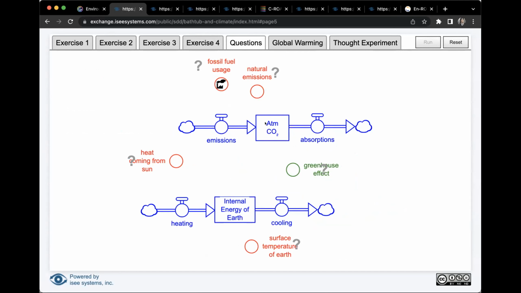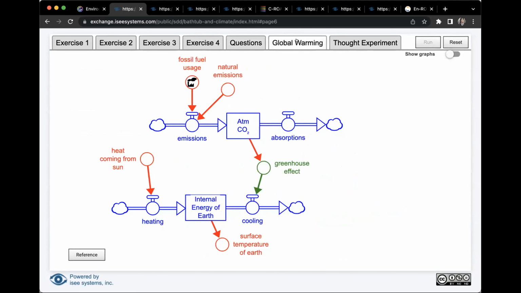So we have carbon dioxide stored in the atmosphere, and there are emissions and absorptions. We just gave the basics of the model, and we asked them how fossil fuel usage is affecting one of the stock flow diagrams here, and how the greenhouse effect has an effect on those stock and flow diagrams. And then we continued explaining it in this way. So here, the greenhouse effect is actually not contributing to the heating flow. It actually prevents cooling.